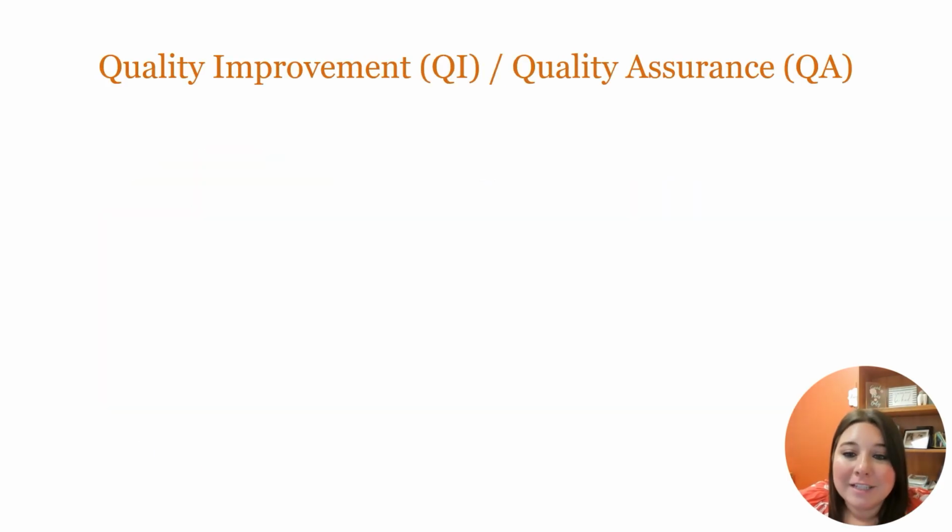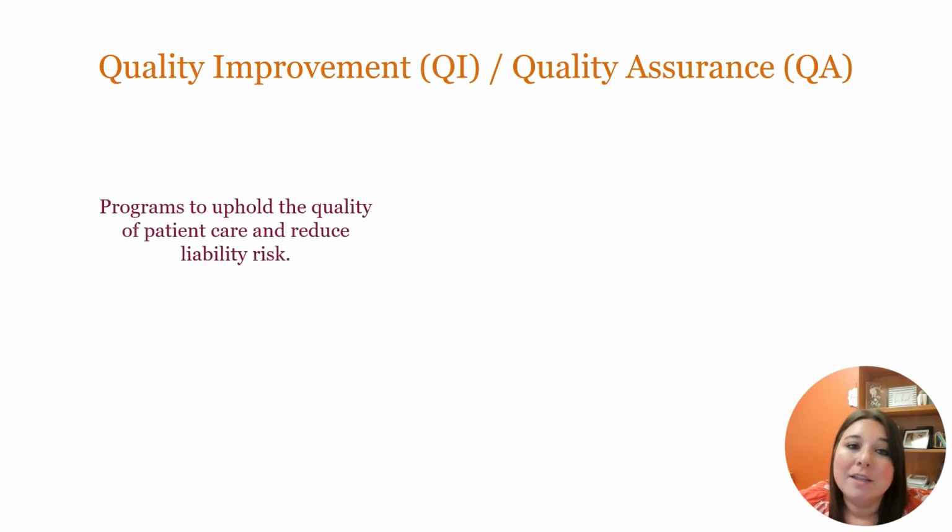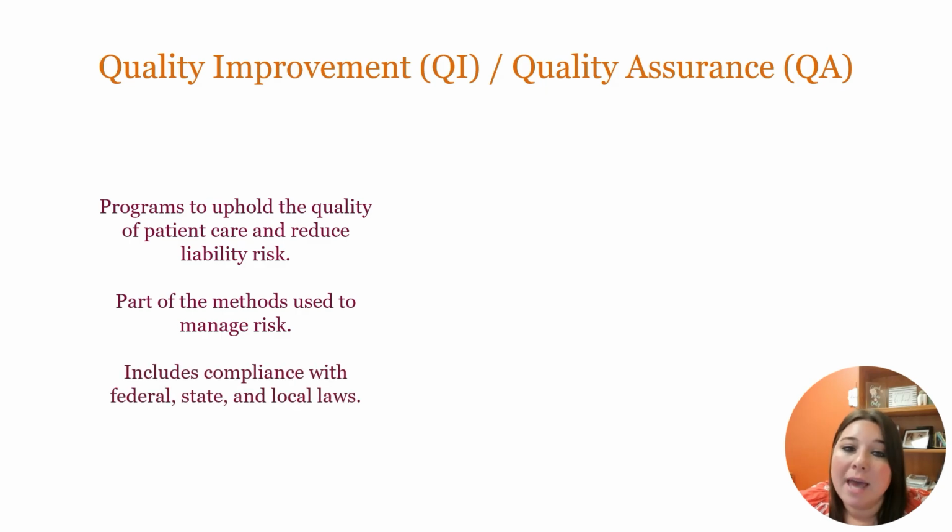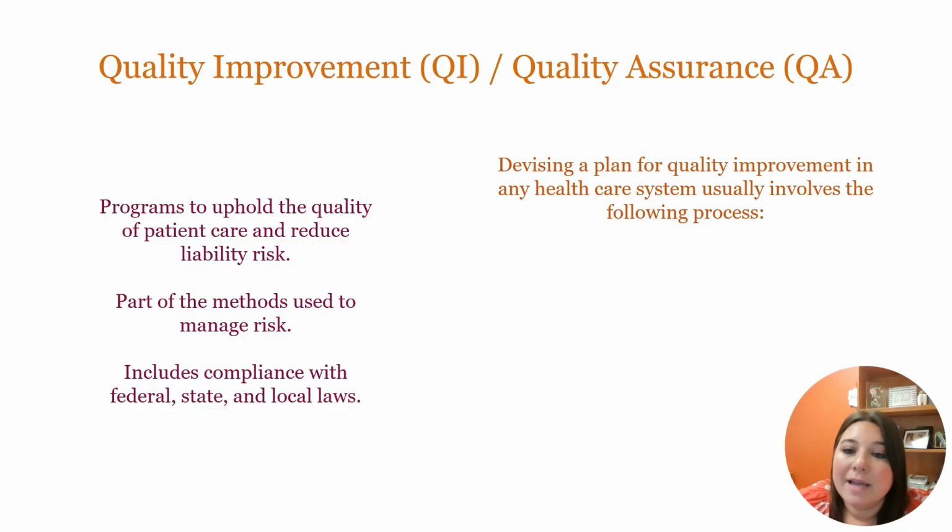Next, we have QI, quality improvement, and QA, quality assurance. These are programs that uphold the quality of patient care and help reduce liability risks. They are part of the methods used to manage risk and include compliance with federal, state, and local laws. So this is how we devise a plan for quality improvement when looking through our processes. Number one, we need to first identify areas where improvement is needed. We look at our processes, say this could be a little bit better, and then change them slightly.